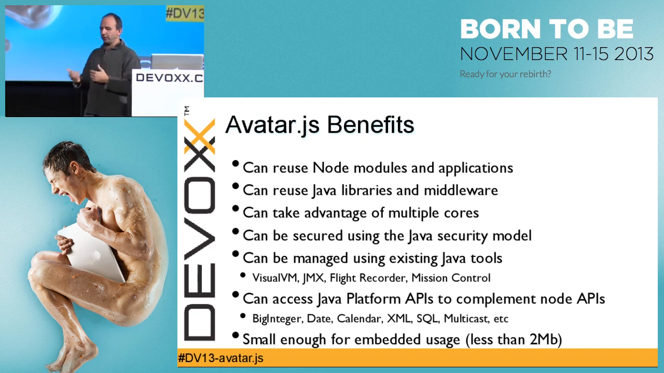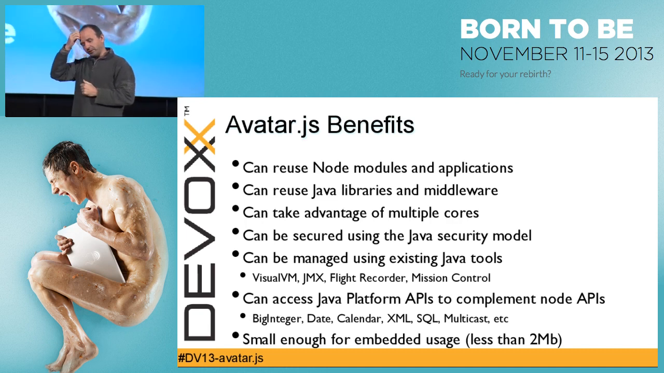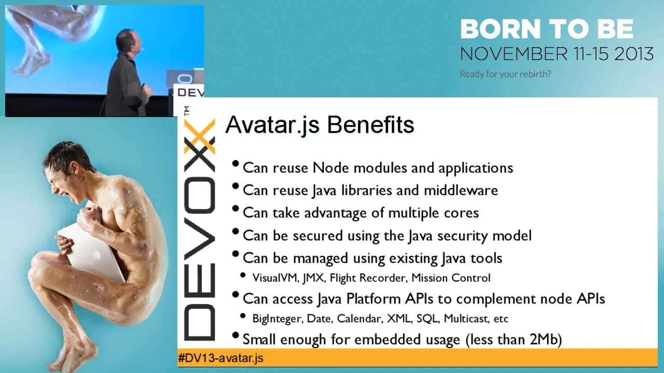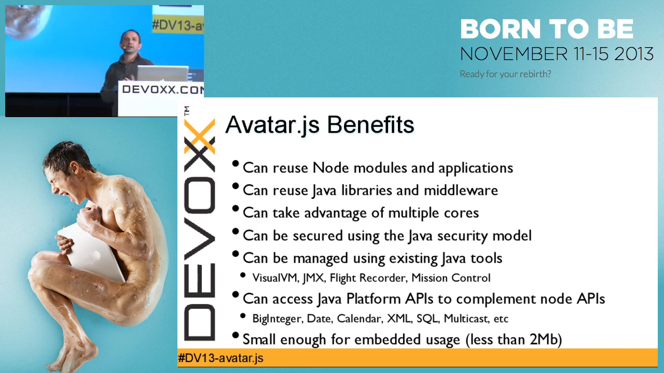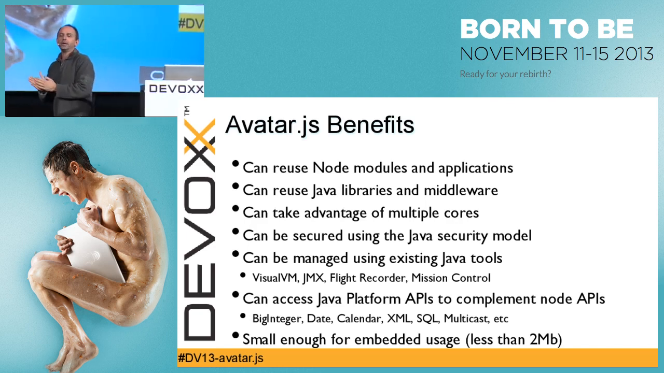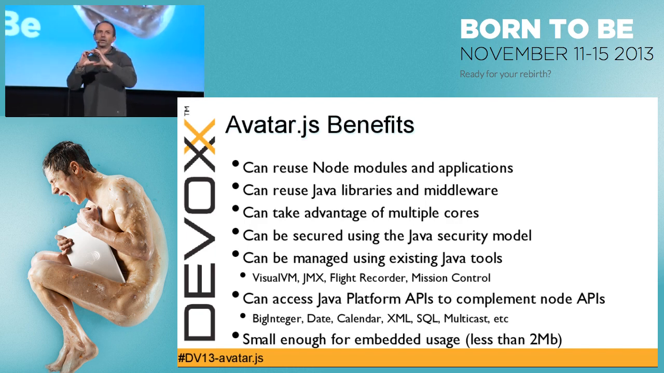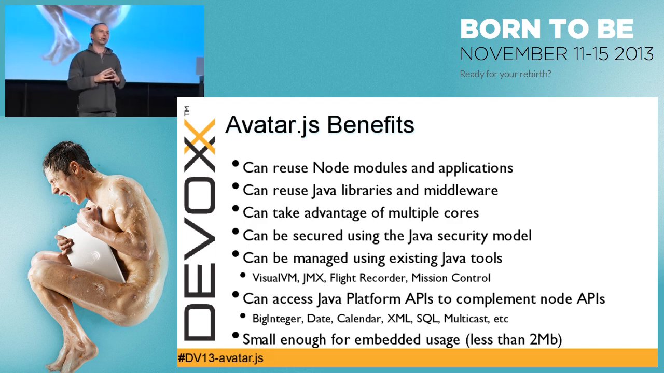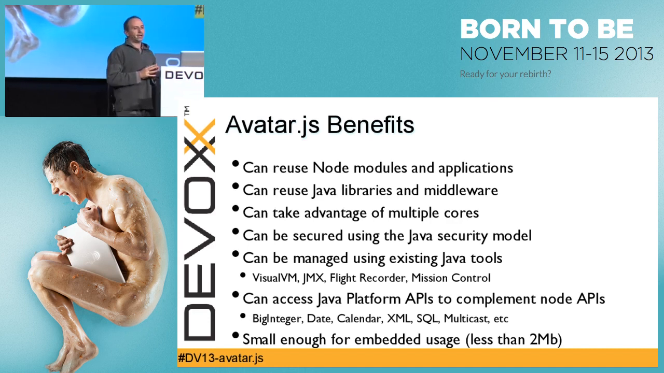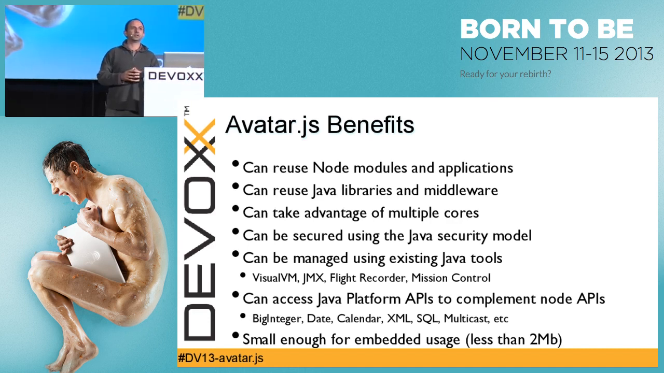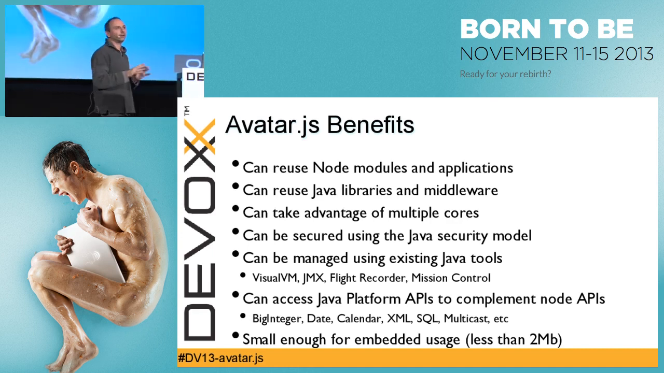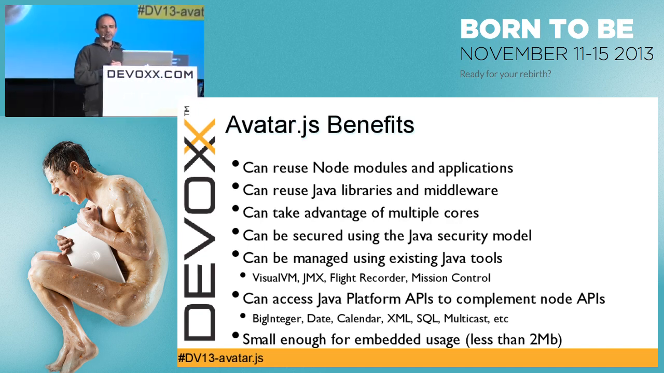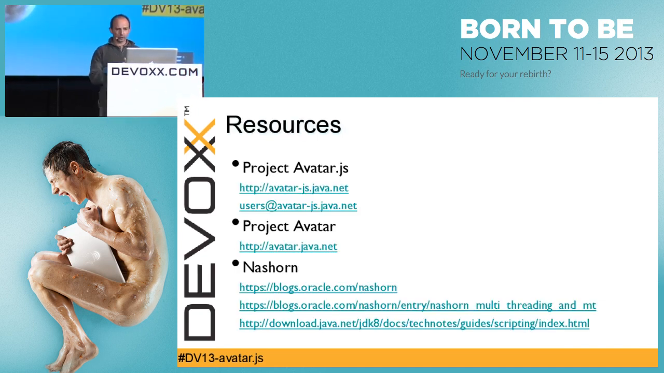As we saw, when you want to complement what Node is not offering, you can switch to use Java APIs. And the current runtime is small, it's less than 2 megabytes. We have worked at using only the compact1 profile. So we should be able to run Avatar.js applications on embedded systems. It has not been tested nor prototyped yet, but it seems that it can be a good candidate.